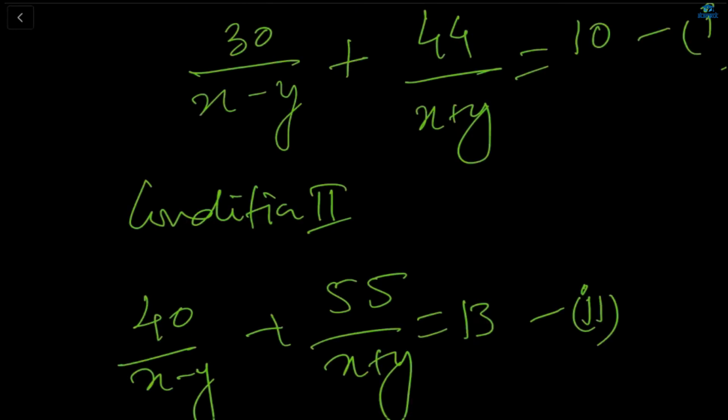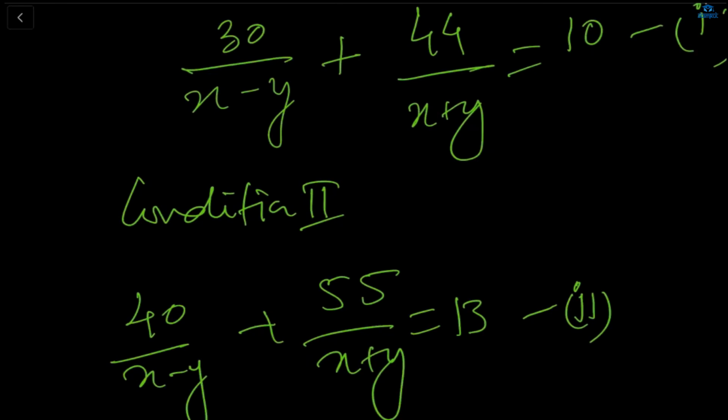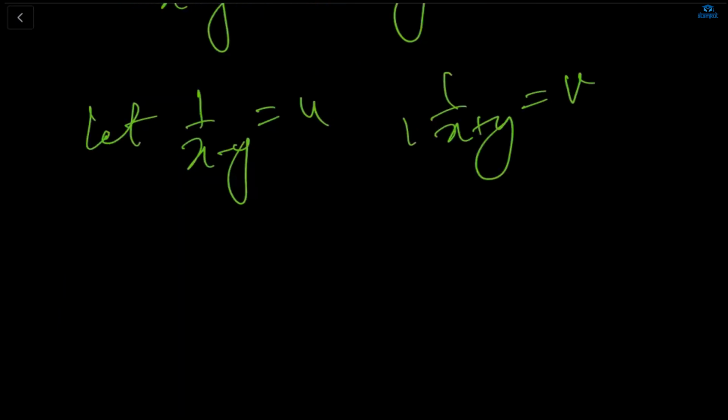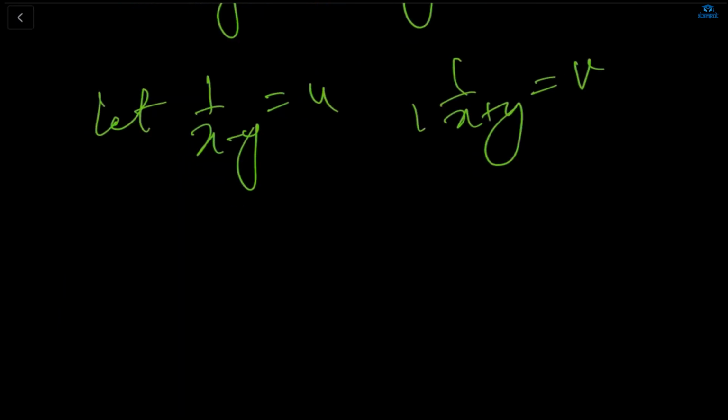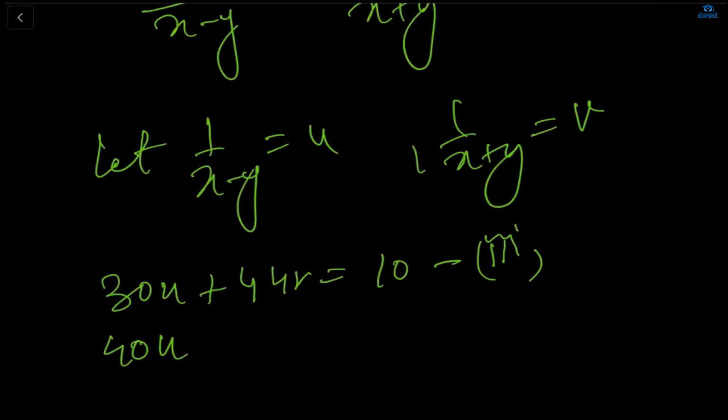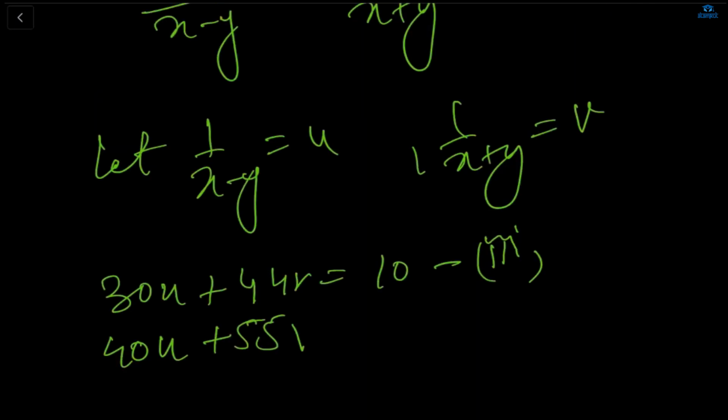यहाँ पे देखो, यहाँ पे 1 upon x को assume करना पड़ेगा. 1 upon x minus y को assume करोगे u. 1 upon x plus y को assume करोगे v. ठीक है? Let 1 upon x minus y is u and 1 upon x plus y is equal to v. So अब आपका equation क्या बन जाएगा? You can say it will be 30u plus 44v is equal to 10. This you can write as the third equation, and this equation will be 40u plus 55v is equal to 13, the fourth equation.